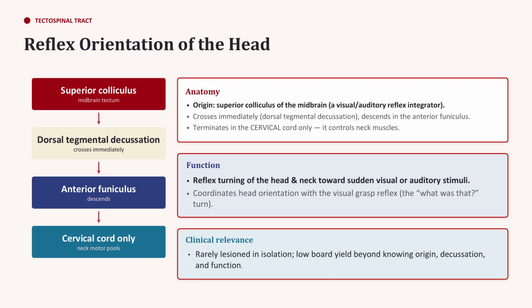It originates in the superior colliculus, the tectum of the midbrain, which is a reflex integrator for visual and auditory input. Its fibers cross immediately in the dorsal tegmental decussation, descend in the anterior funiculus, and terminate only in the cervical cord, where they drive neck musculature. Its function is reflex orientation, the automatic turn of the head and neck toward a sudden sight or sound. The "what was that?" reflex, coordinated with the visual grasp reflex.